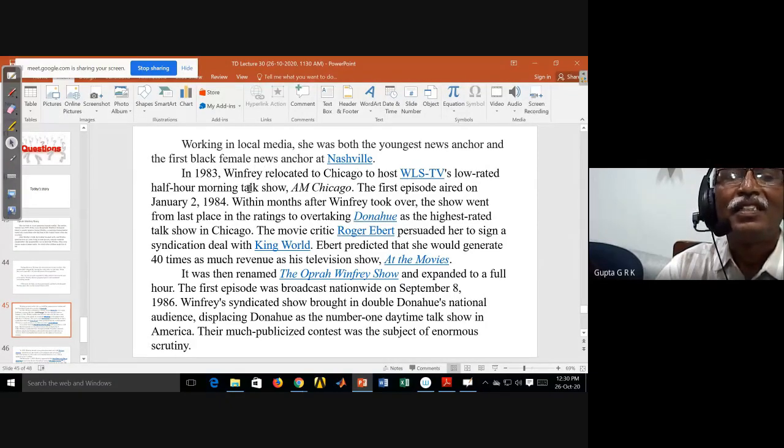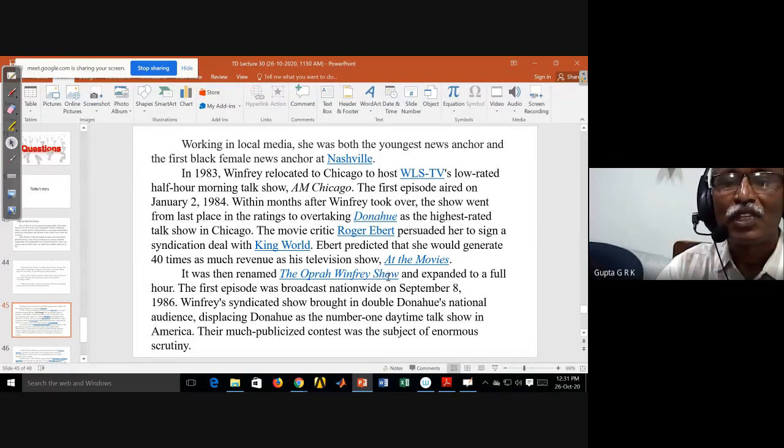In 1983, she relocated to Chicago to host WLS TV's low-rated half-hour morning talk show, AM Chicago. The first episode aired on January 2, 1984. Within months after Winfrey took over, the show went from last place in the ratings to overtaking Donahue as the highest-rated talk show in Chicago. The movie critic Roger Ebert persuaded her to sign a syndication deal with King World. Ebert predicted that she would generate 40 times as much revenue as his television show at the movies. It was then renamed the Oprah Winfrey Show.